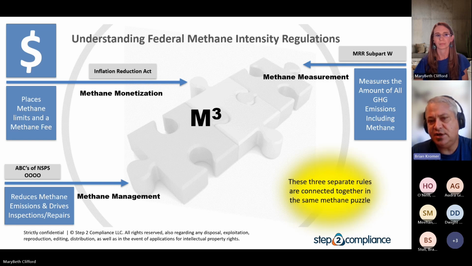So we have monetization, we have measurement, and we have management. And the Inflation Reduction Act is not an environmental law, it's a tax law.